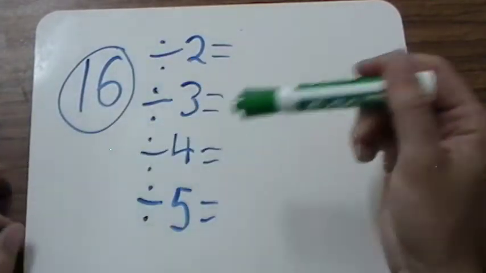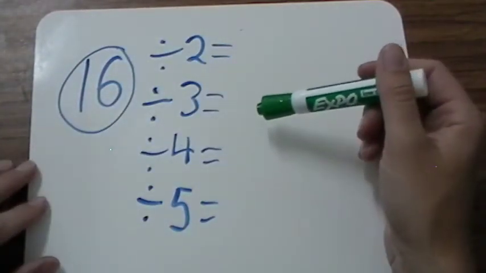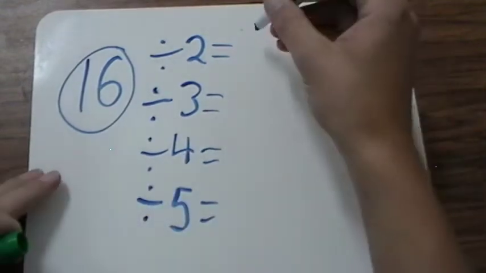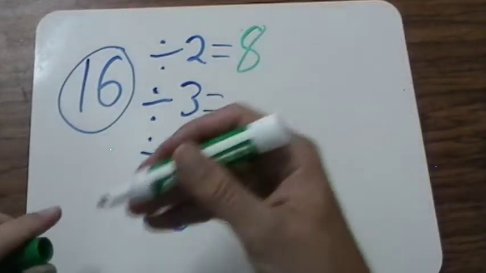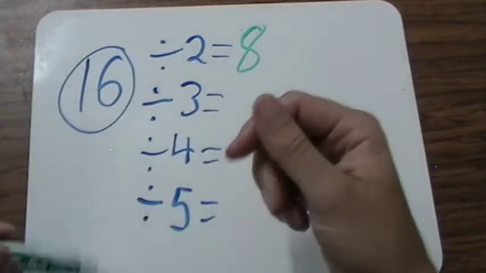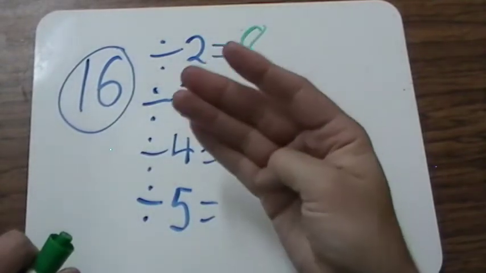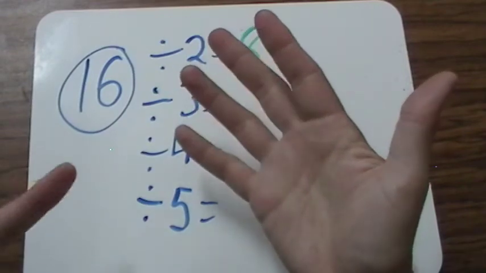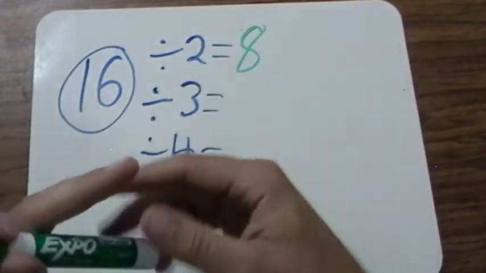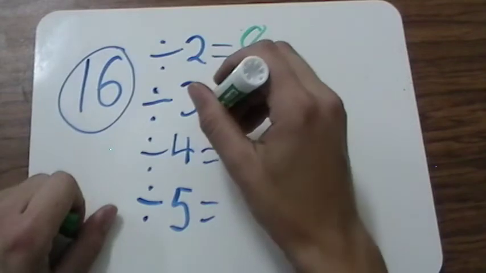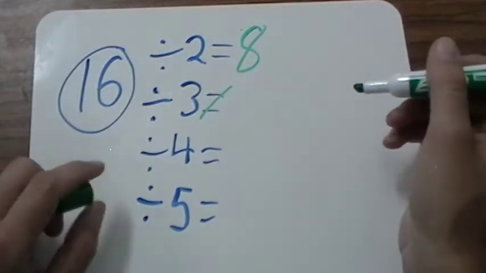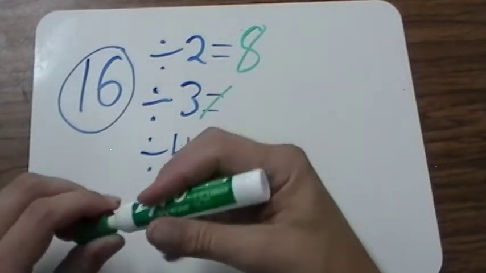16 divided by 2 is 8. Very good. 16 divided by 3. Start counting threes with me. 3, 6, 9, 12, 15, 18. Uh-oh. No 16. 16 cannot be divided by 3 equally.